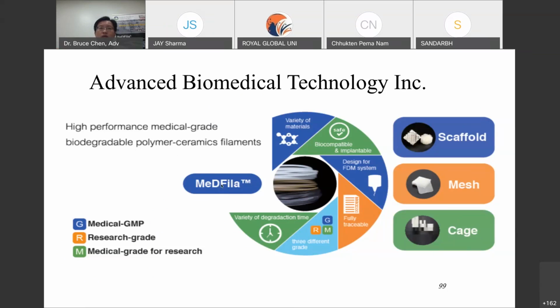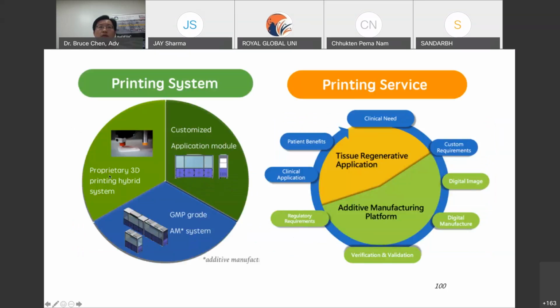You don't want to redo your animal study, or redo your clinical study for patients. So right now we can help our customers print a bioscaffold mesh or something of irregular shape, and we have our proprietary 3D printing hybrid system. We developed the whole system, and it's almost fitting for GMP grade. And it's our printing service.